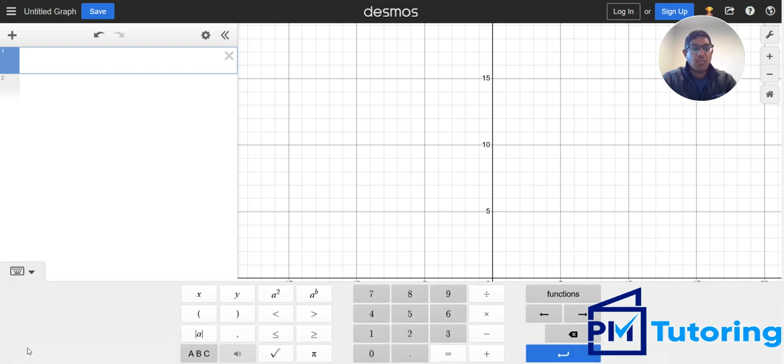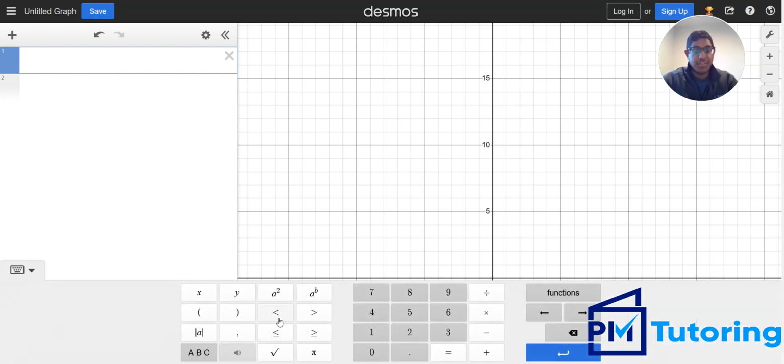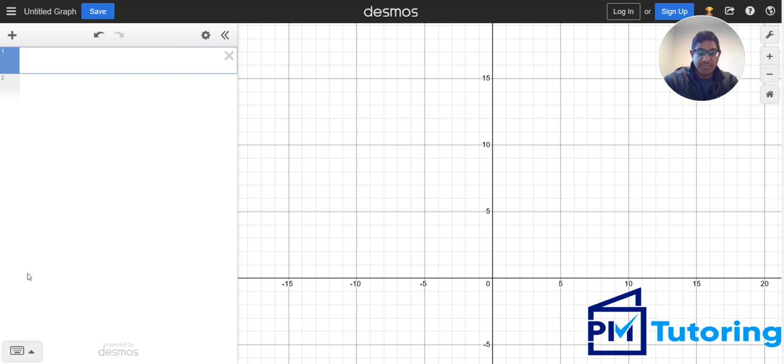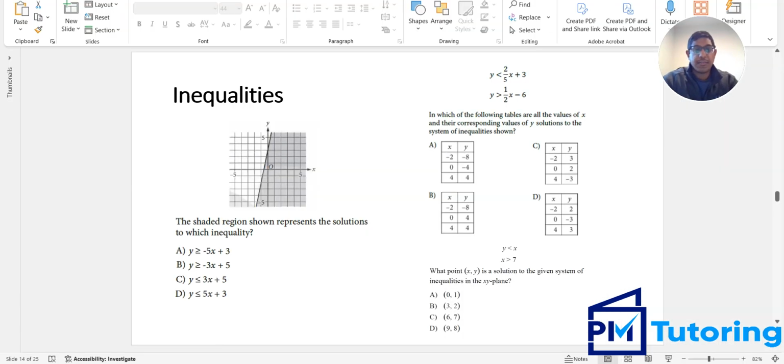So remember, your inequalities are in the keyboard that's built in. There's your less than sign, or we have less than or equal to, and we can just type that directly from our keyboard as well. So here is less than. If we just type an equal sign, that'll be less than or equal to right there. So let's try a couple of questions.